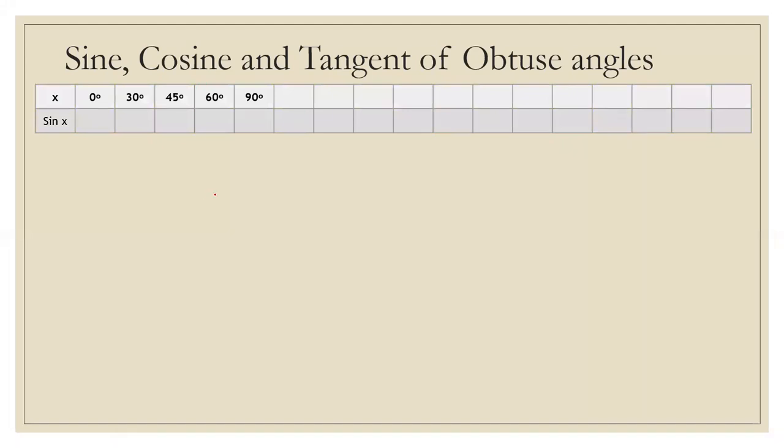In my previous video, I explained how to find the trigonometric values of 0, 30, 45, 60, and 90 degrees. Sine 0 is 0, sine 30 equals a half, sine 45 is a half square root 2, sine 60 is a half square root 3, and sine 90 equals 1.